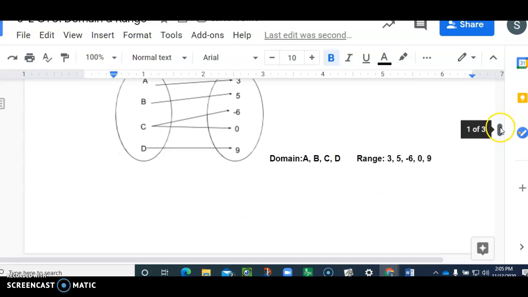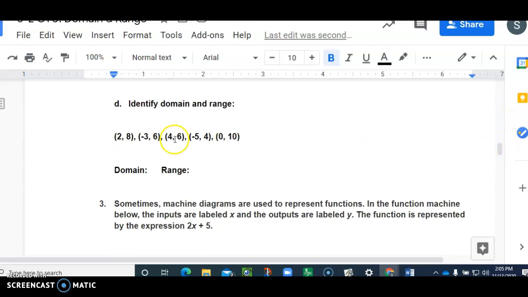Next, they give you again a set of data. So you just have to identify the domain. So domains are 2, -3, 4, -5, and 0. Those are the domain. All the x are the domain.